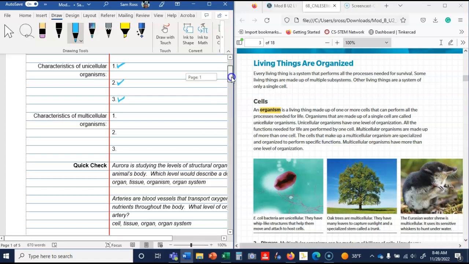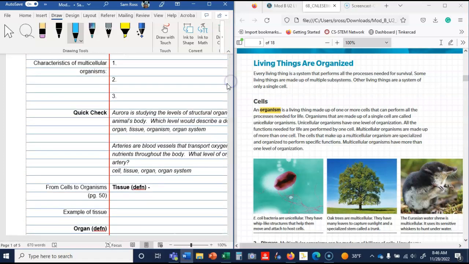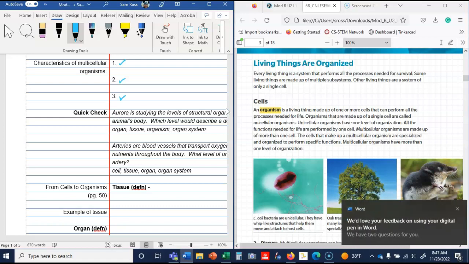Okay, let's get into the characteristics for multicellular organisms. Multicellular organisms are made up of more than one cell, okay? The cells are specialized and organized to perform specific functions. And then they have more than one level of organization.